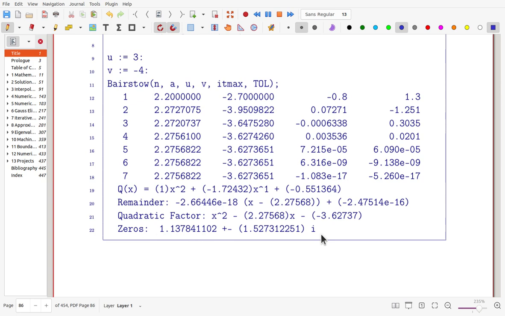So by using Bairstow's idea, which is a kind of generalization, an expansion of Horner's method, we can find quadratic factors, and out of quadratic factors, we can decide the 2 complex roots.